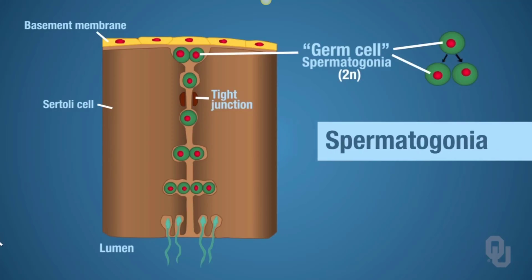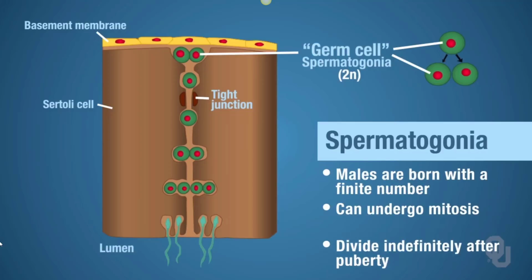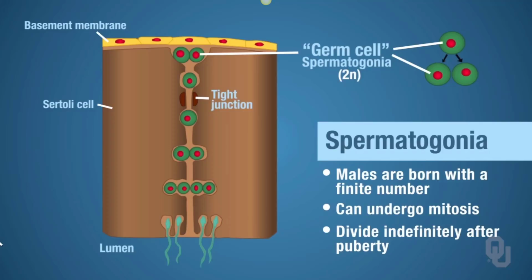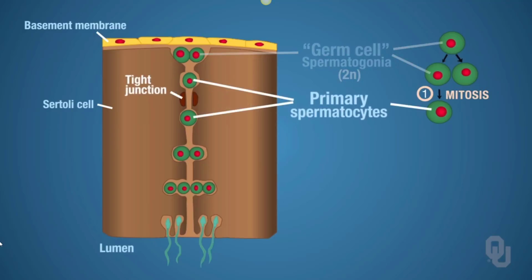So beginning with the spermatogonia, males are born with a finite number of spermatogonia. And the thing here, though, is that these spermatogonia can undergo mitosis. And so they continually, repeatedly divide. They are dividing indefinitely after puberty. In males, they keep producing spermatogonia throughout their life. After they undergo mitosis, the spermatogonia are going to develop into primary spermatocytes.